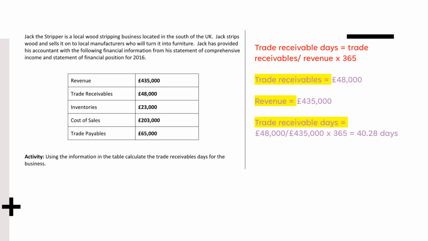Now to work out the trade receivable days, the formula is trade receivables divided by revenue times by 365. So the trade receivables in this question is £48,000. The revenue is £435,000. So we do the trade receivables divided by the sales revenue, times that by 365 days. So the trade receivable days is 40.28 days.